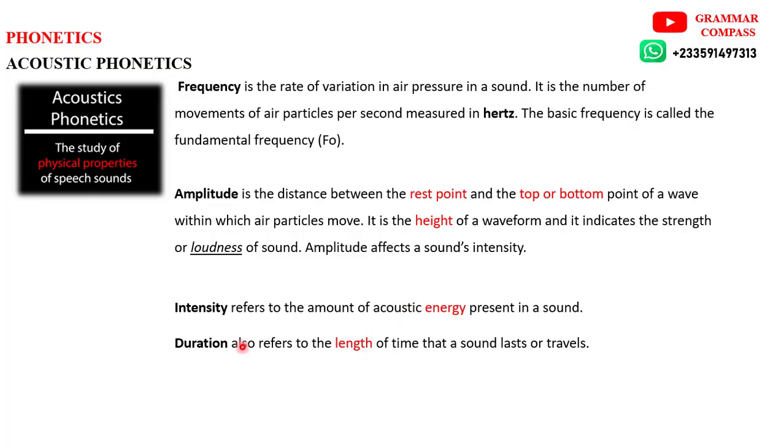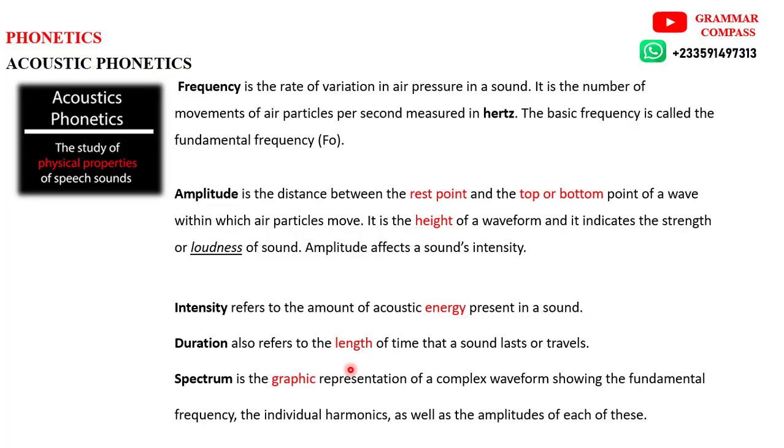What about duration? When we say duration, it is very simple. It means the length of time that a sound lasts or travels. For example, the vowel sound in the word sheep is held longer than the vowel in the word ship. One is E and the other is A. So it means that duration helps us to distinguish between similar sounds in different words. How long a sound lasts is what is referred to as duration.